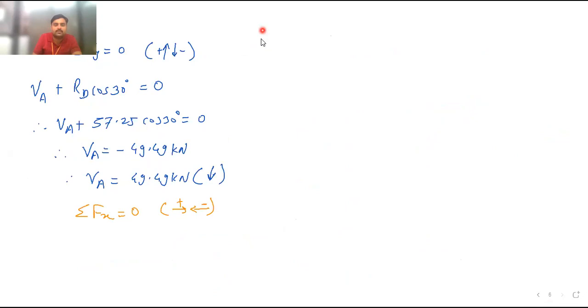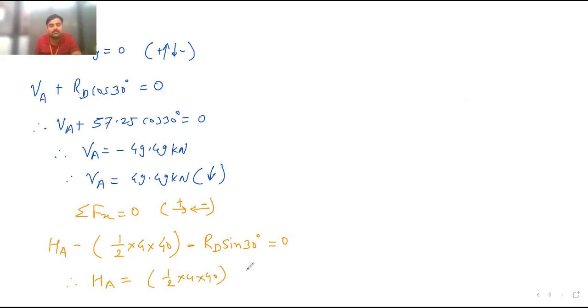So here I will write HA minus triangular load, half into base into height, minus RD sin 30 is equal to 0. Put the value of RD over here, and you will get the value of HA. Therefore, HA is equal to half into base into height plus RD sin 30. These two minus terms will become plus. What is the value of RD? 57.25 sin 30.